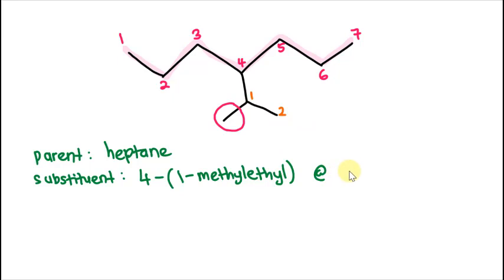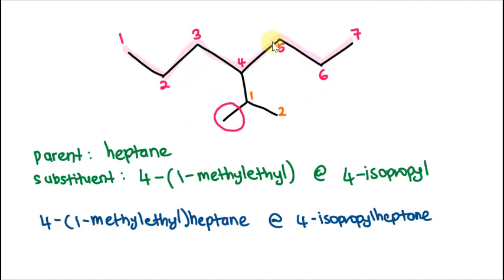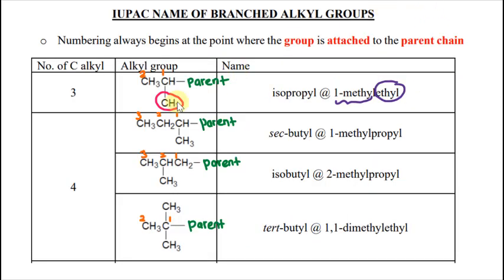Or we can just simply use the isopropyl. Right? So to write it down as a single word, the IUPAC name of this compound can be 4-(1-methylethyl)heptane or 4-isopropylheptane. So these two names are acceptable for the IUPAC nomenclature.